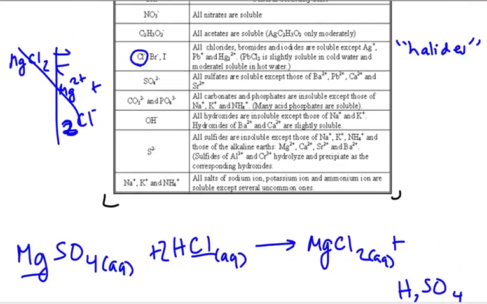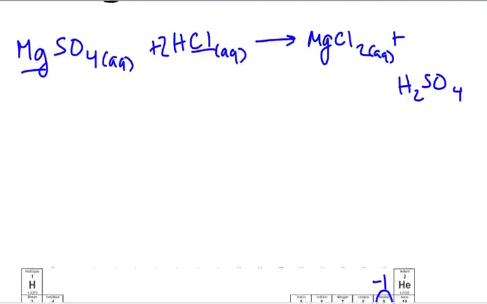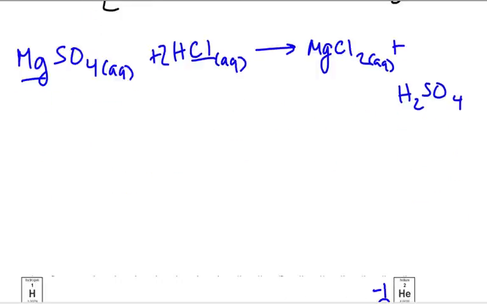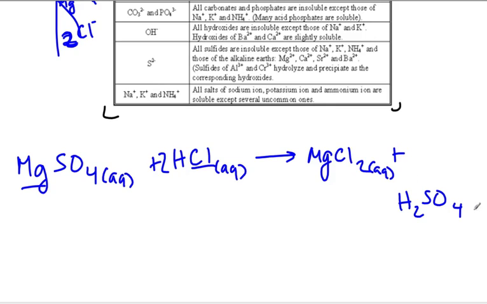Well, we look at the solubility rules. SO4: all sulfates are soluble except for those of barium, lead 2 plus, calcium, and strontium. I think strontium is the... Yep, strontium. And H2SO4, well, hydrogen is not listed on there, so obviously that's going to be aqueous as well.